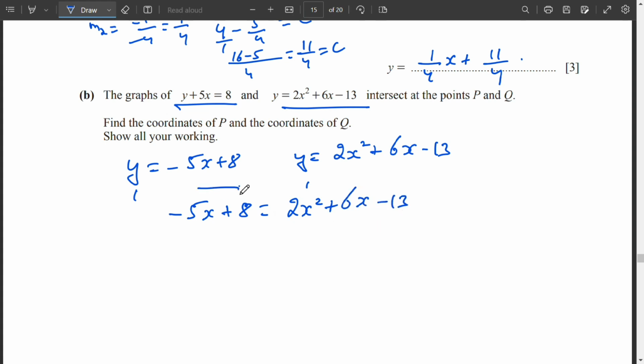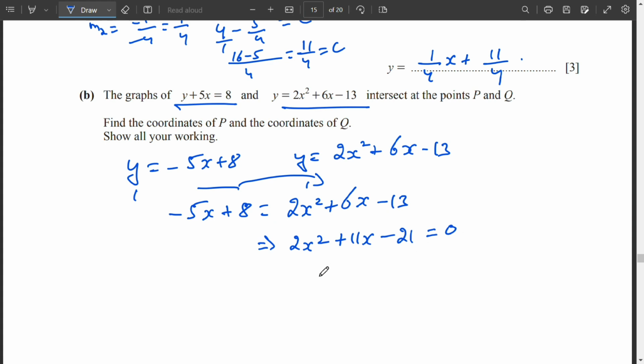You take all these terms to the right hand side. So this will be 2x square, this is 6x, and this was minus 5x. When you change the side, that becomes plus 5, plus 6 is 11x. This is minus 13 minus 8. Minus 13 minus 8 is minus 21 equals 0.